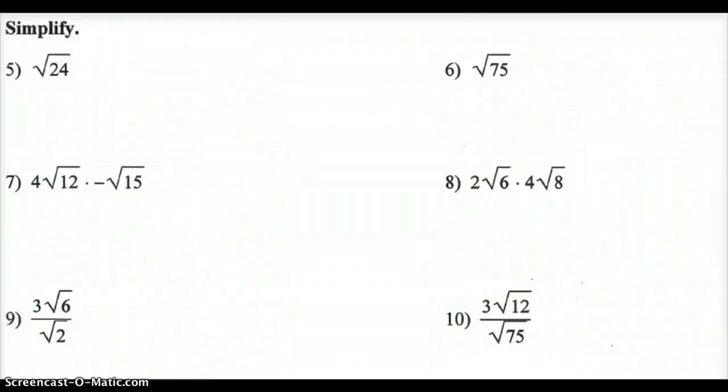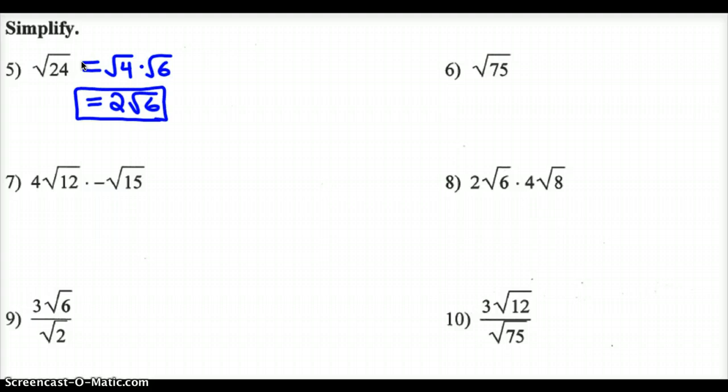Moving on to simplifying radical expressions here. Always looking for perfect square factors. 4 times 6 is 24. Square root of 4 is 2, and root 6 cannot be simplified. Similarly here, we're looking for perfect squares. Looks like this would work. That's going to be 5 root 3.